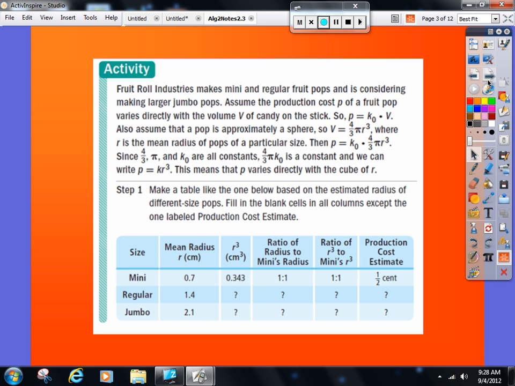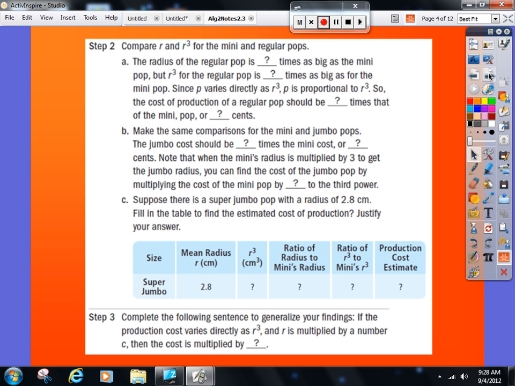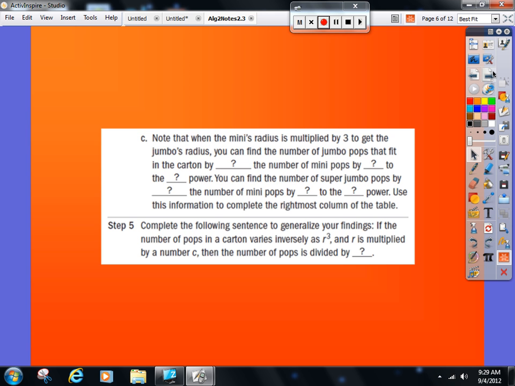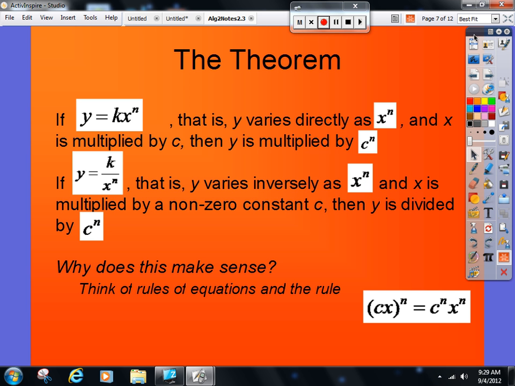Okay, this is the activity we will be doing in class tomorrow. So I'm going to skip through this. And here's what the actual theorem is going to be. Okay, and it's kind of generic, so stick with me here for 1 minute.